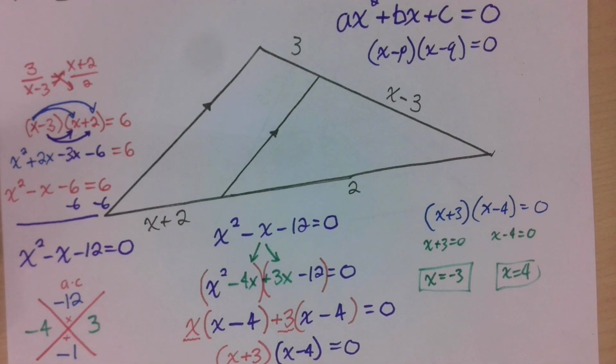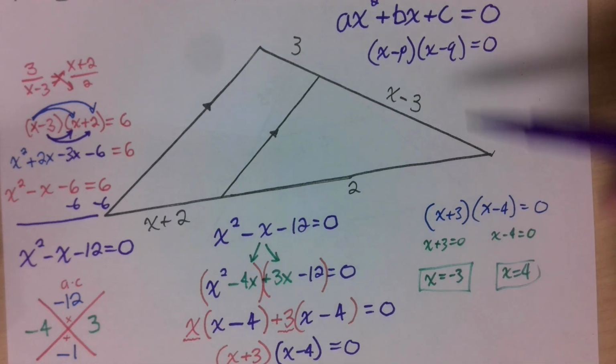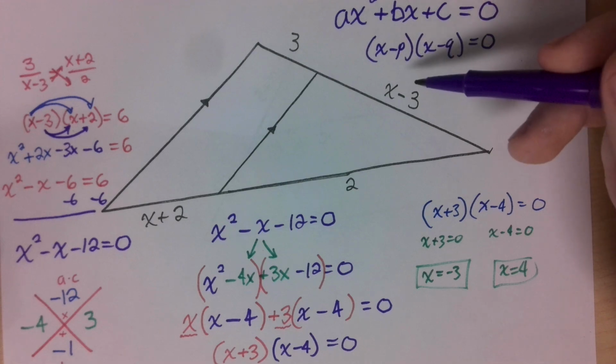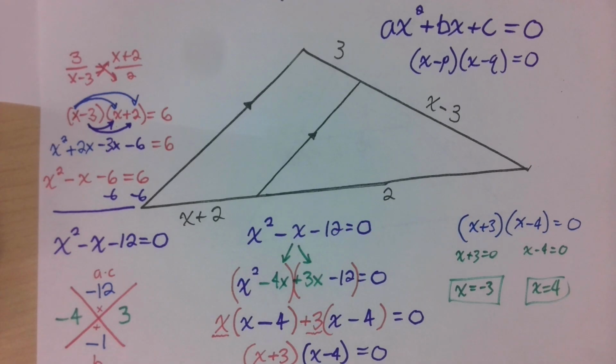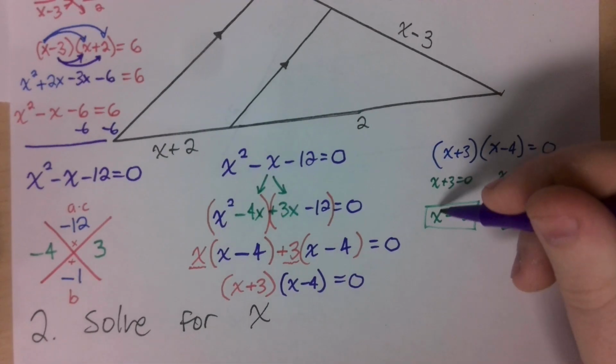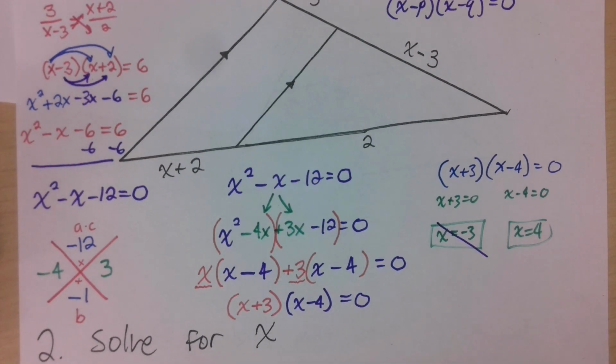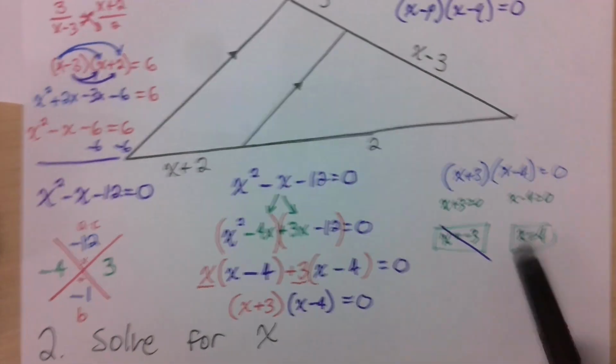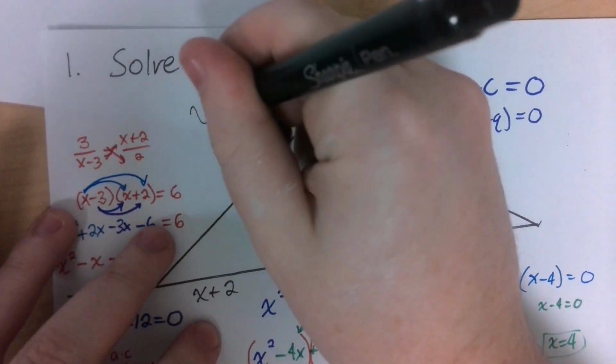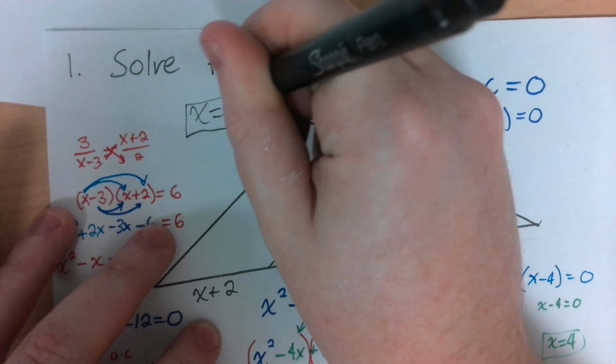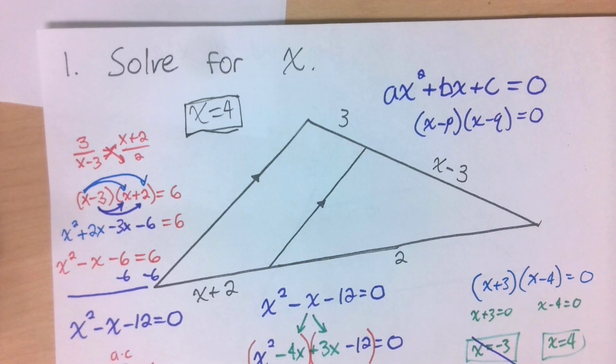But something doesn't feel right. As I look at this problem, there's an x value that actually wouldn't work for this. Can we think of which one it is? If x was negative 3, then this side here, x minus 3, would be at length negative 6. And we can't have a shape with a negative side length. So we wouldn't list this as one of our answers in context, even though it works mathematically. x has to be 4. So x equals 4 is our final answer for this one. Cool.